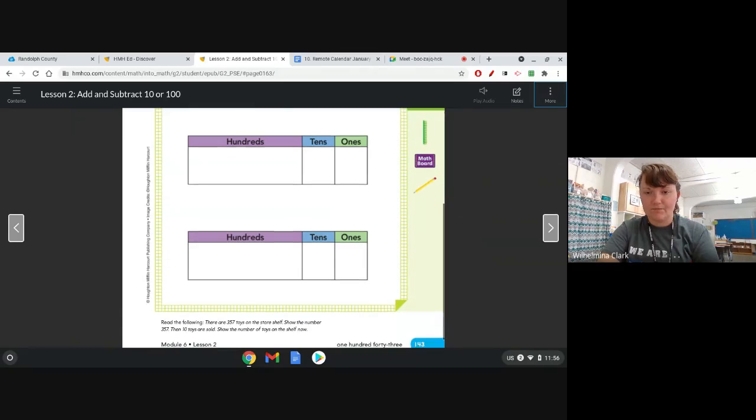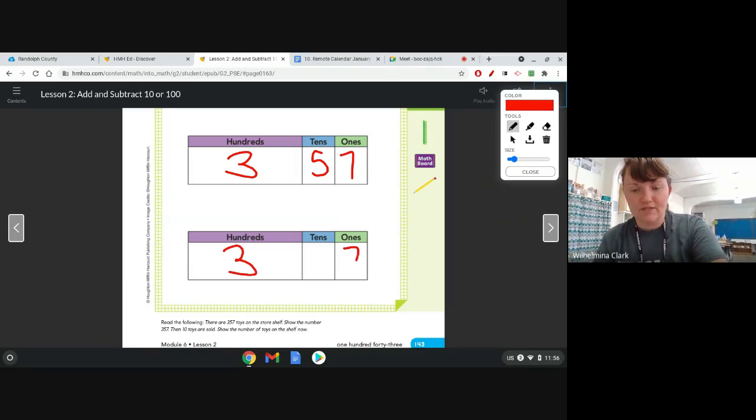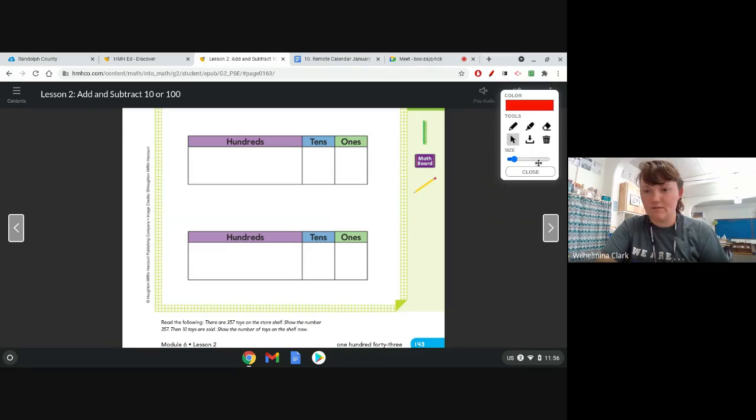Okay, so our question today says there are 357 toys on the store shelf. So we're going to show the number 357. Then in the next box, it says 10 toys are sold. So that means we have to take away 10. So the 3 and the 7 stay the same, but 50 minus 10 is 40. So that's what is different. All right, so go ahead and write that down. All right, let's continue. Erase that and keep going.